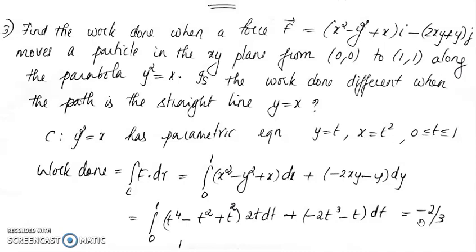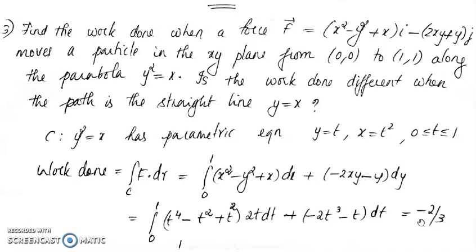Okay, and now in the second part, what is asked is this. Now y equal to x is a different curve which is joining the points 0 0 and 1 1. So y equal to x will join the points 0 0 and 1 1. We need to check whether the work done is different along the path y equal to x.